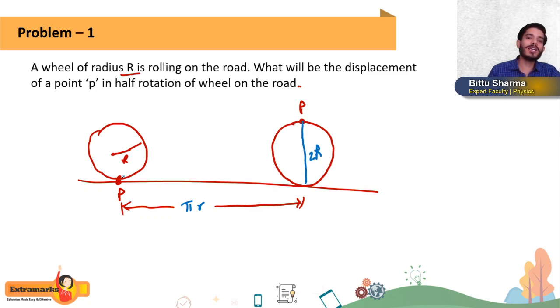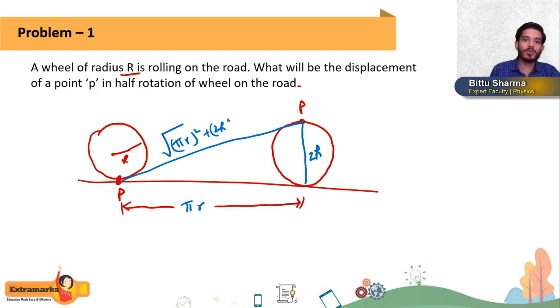Now they are asking what is the displacement of point P. So the displacement of point P will be this. I hope you are getting it. And what will be this displacement? By Pythagoras theorem, you can easily calculate this: under root of (pi r) whole square plus (2r) whole square. Getting or not? So this will be the displacement of point P, and this will be our correct answer.